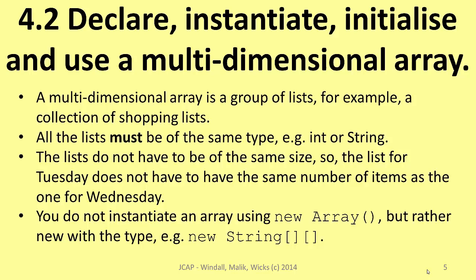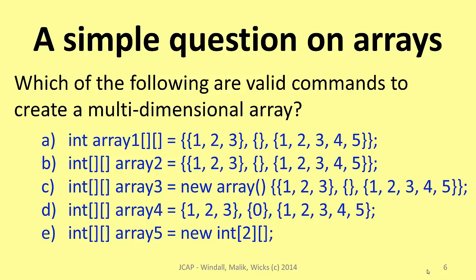And you do not instantiate an array using a new array with brackets. Rather, you use new and the type of the array. Now this is different to other object definitions, but hey ho, that's just the way it is. It's not new array, it's new and then type of the array. So let's move on to a question. Let's have a look at a simple question on multidimensional arrays. Which of the following are valid commands to create a multidimensional array? I'll give you a few moments to work it out.